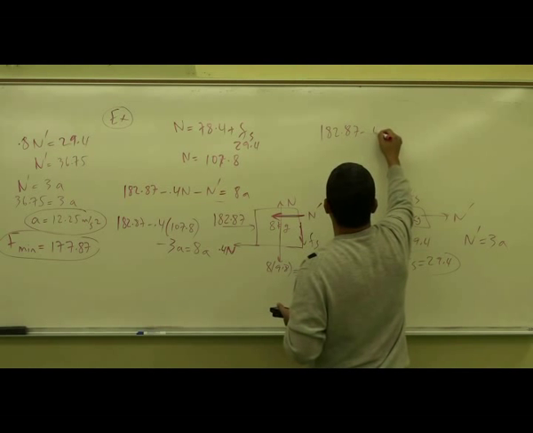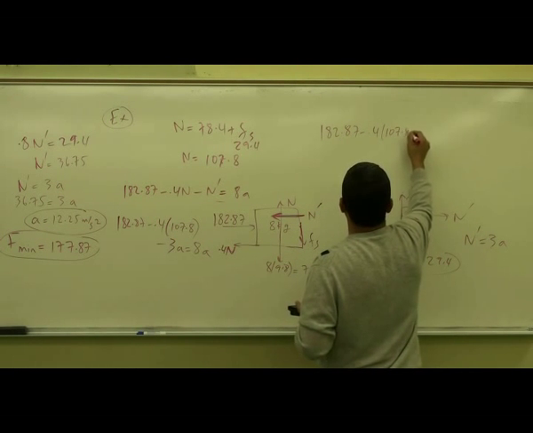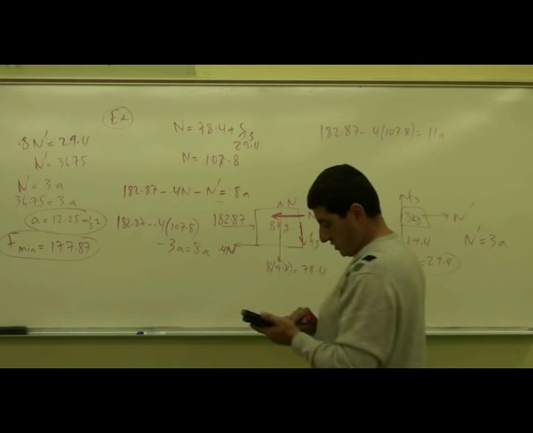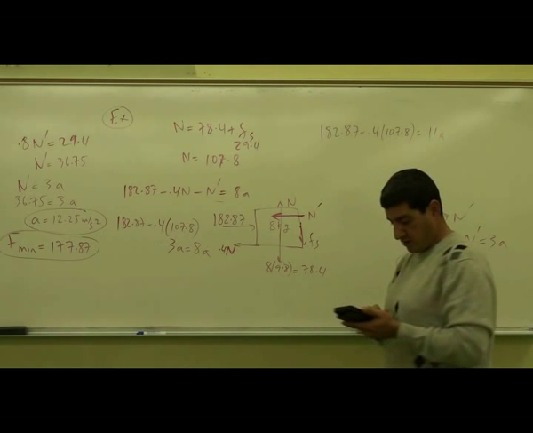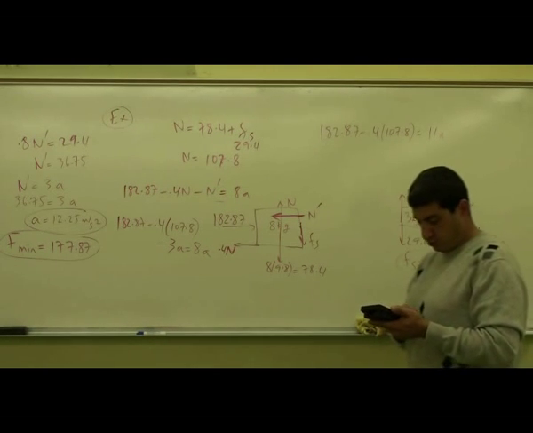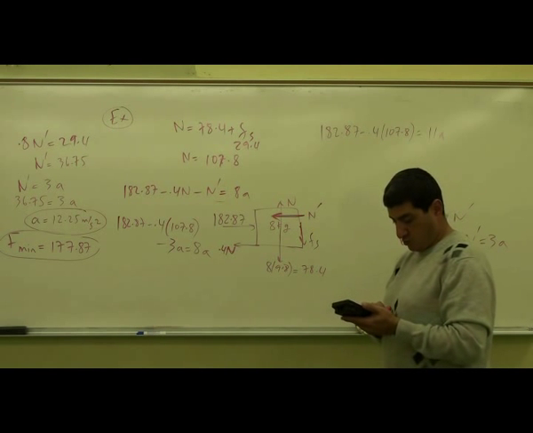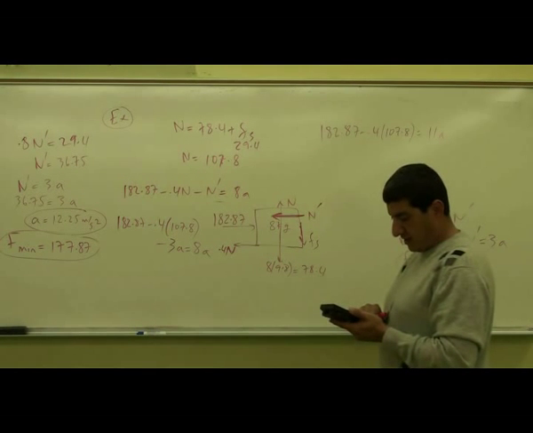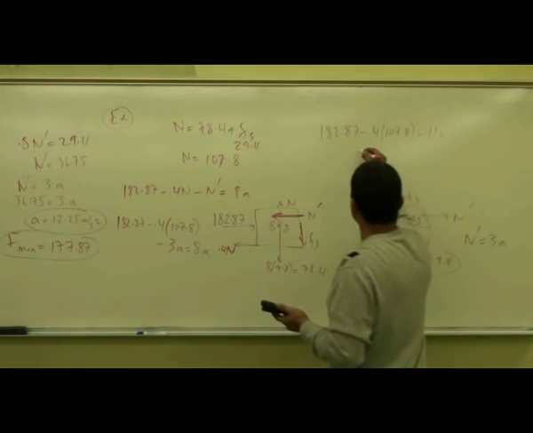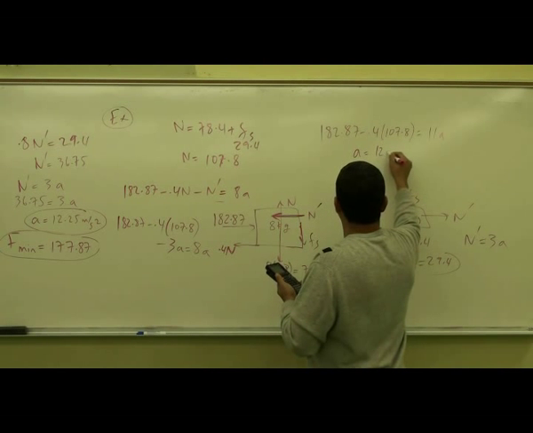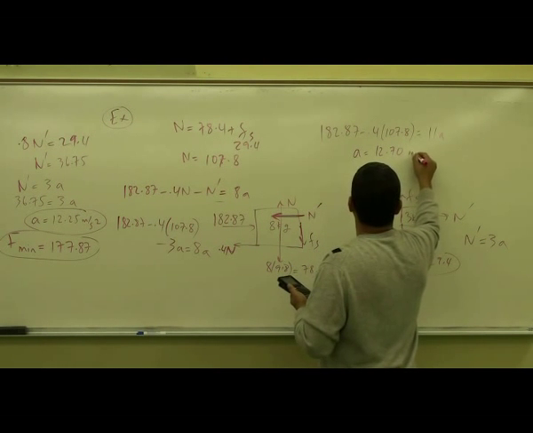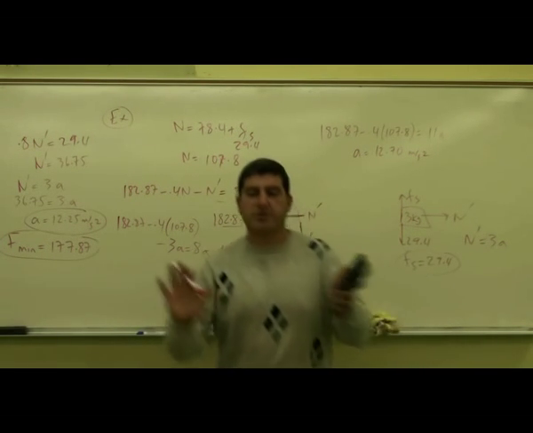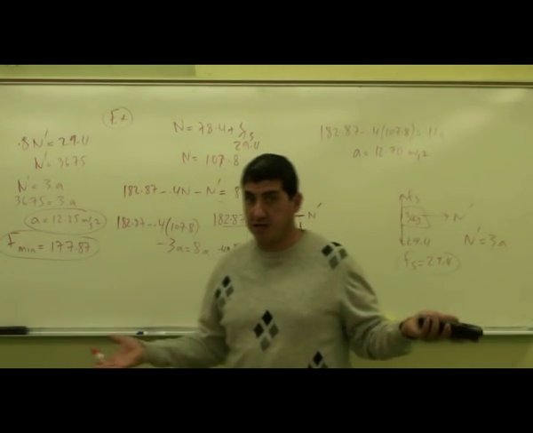182.87 minus 0.4 times 107.8 is equal to 11a. So 182.87 minus 0.4 times 107.8, divided by 11. The acceleration is now 12.70. Before, the acceleration was 12.25. So now the system is accelerating forward quicker, which makes sense.